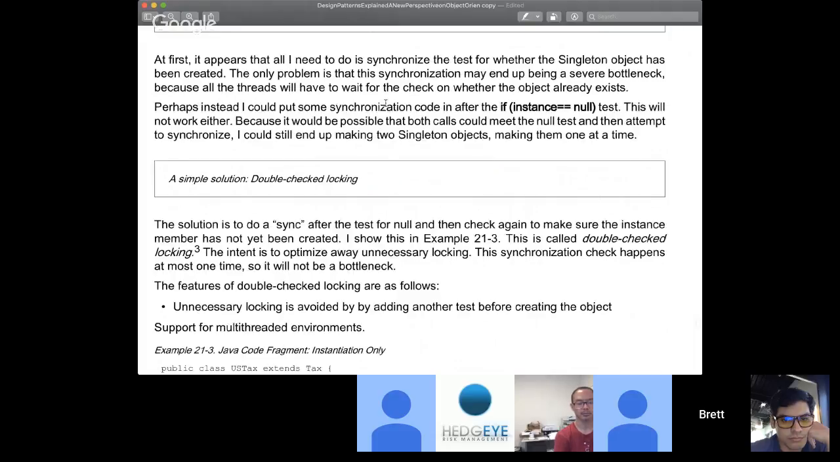Perhaps you could put some synchronization code in after the null check. This won't work either, they say, because it'd be possible for both calls to meet the null at the same exact time, I guess.